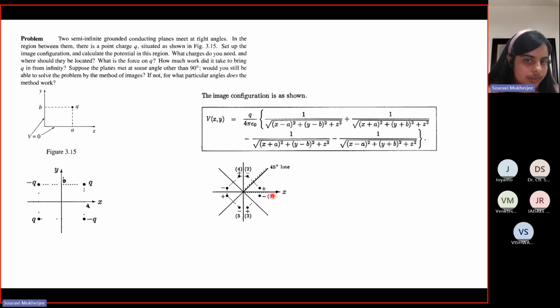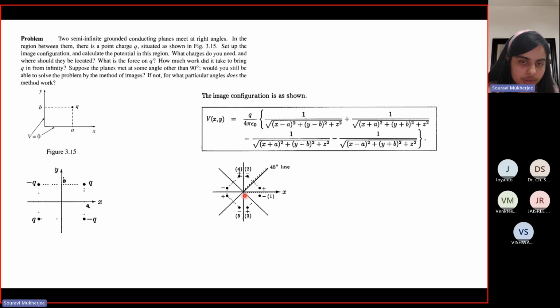degrees. How will you distribute the charges? Suppose this is your charge, the point charge in your question, and you have two equipotential planes at 45 degrees from each other. How should the image charges be distributed? In this question, try to use the symmetry.